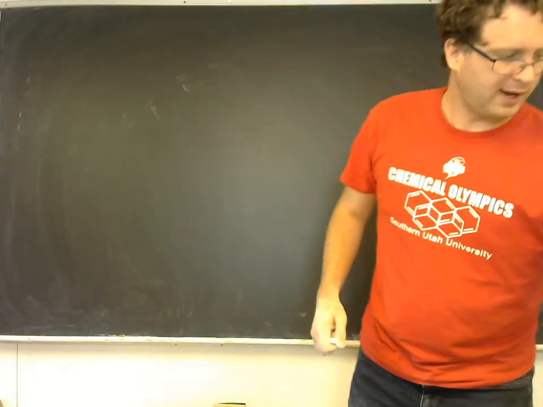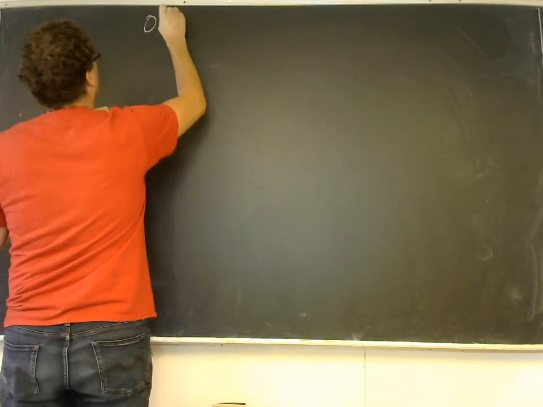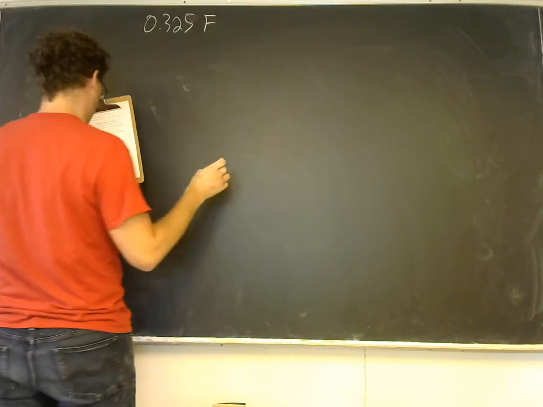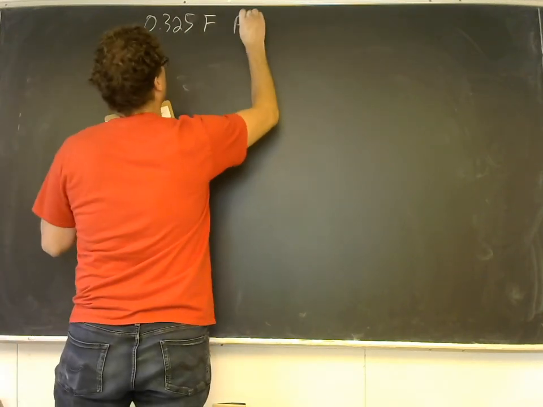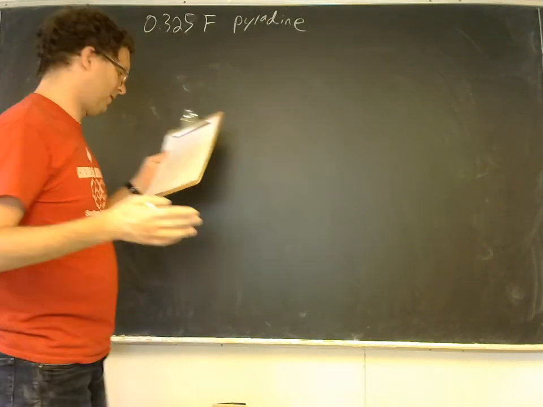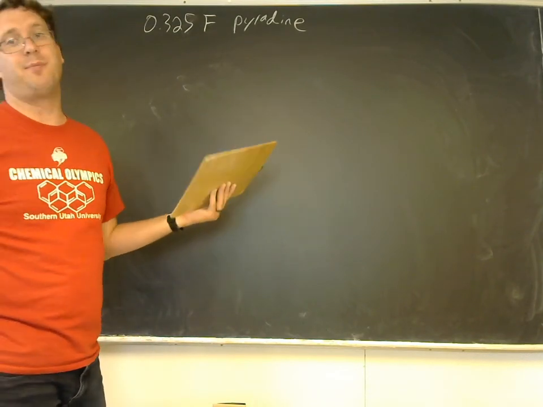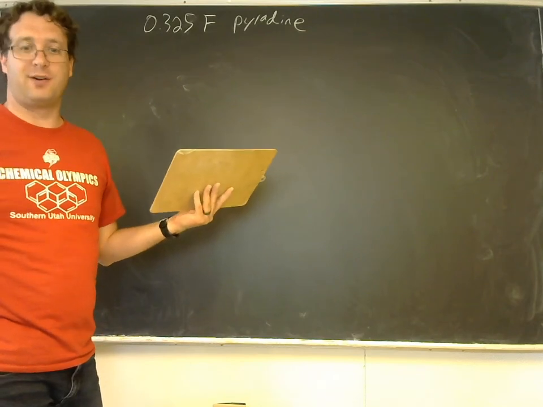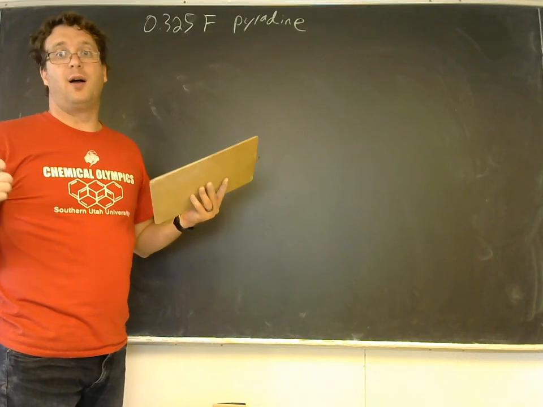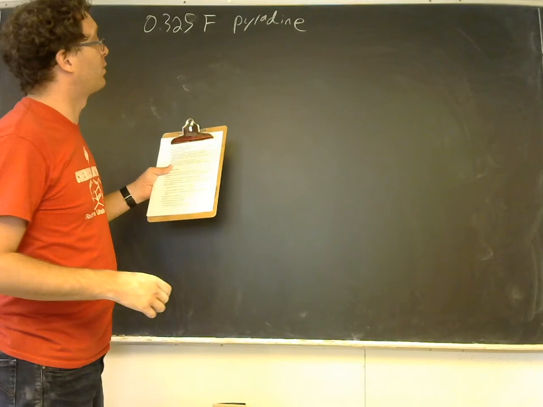And the example we have is a 0.325 formal solution of pyridine. And I don't even know the chemical formula for pyridine off the top of my head, and I don't need to look it up. That's the great thing about how these all follow patterns. So I'll show you a Dr. Rowley approved style of sloppiness that you can apply in these sorts of problems.